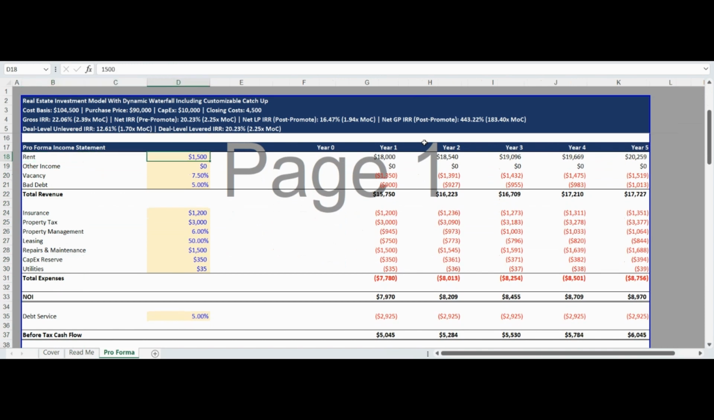User assumption inputs are provided for revenue items such as rent, other income, as well as vacancy and collection loss. Expense assumption inputs are provided for insurance, property tax, property management fees, and other common real estate expense line items. The net operating income is calculated, which after being reduced by debt service, generates the annual pre-tax net cash flow for the investment before fees.